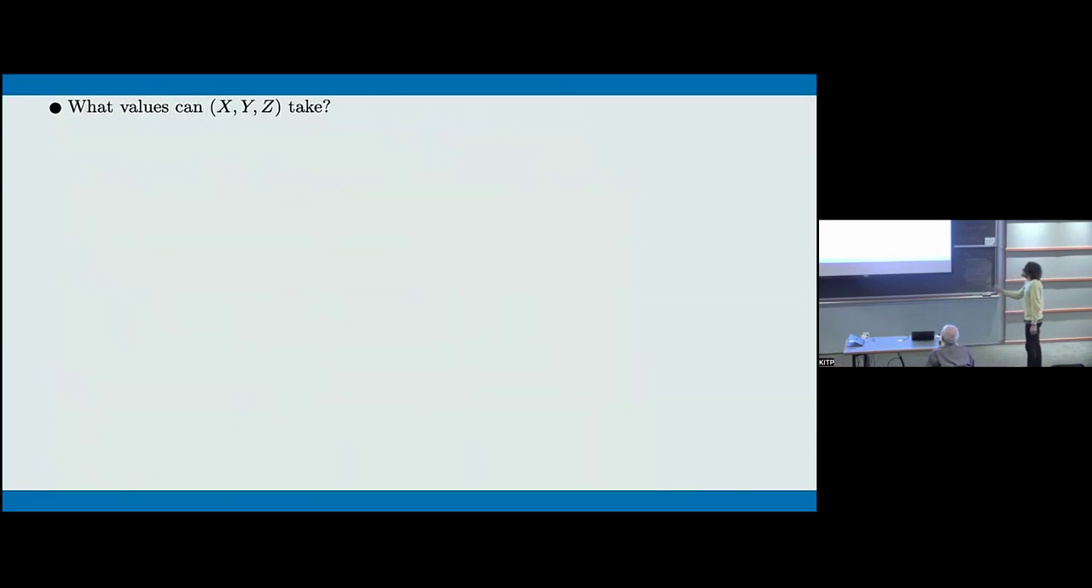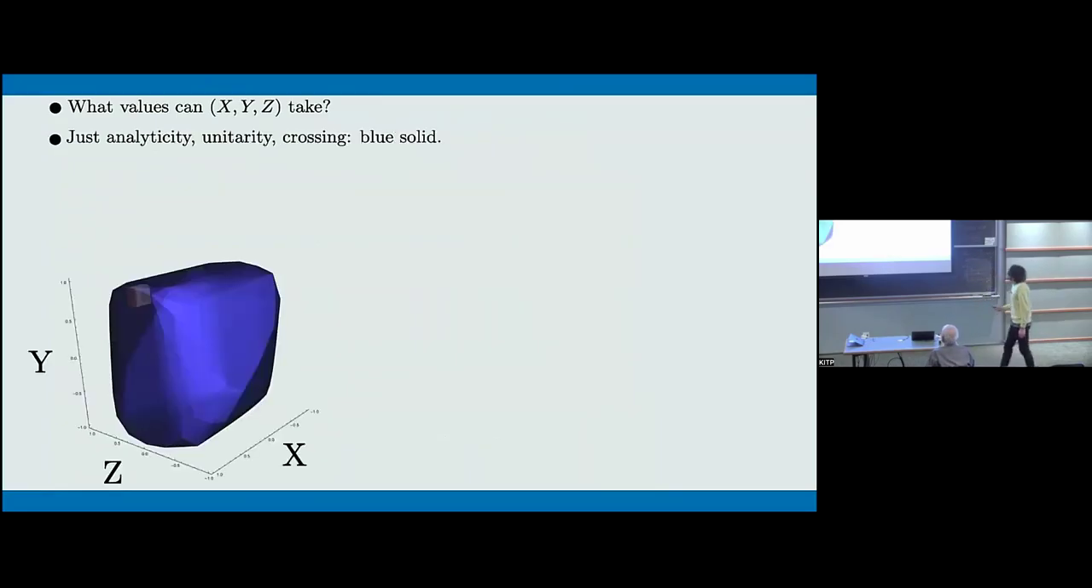Now, what values can X, Y, and Z take? So here are the results. So if we just impose analyticity, unitarity, and crossing, we get this blue solid. So the axes here are ranging from -1 to 1. And we get this very generic shape, which should apply to any massless theories in two dimensions for which the S matrix is well-defined and observable.